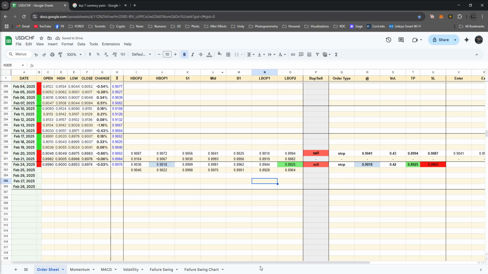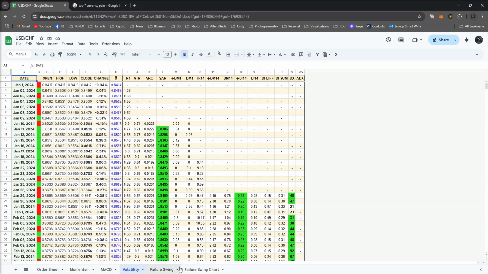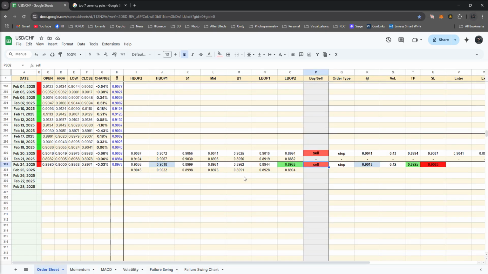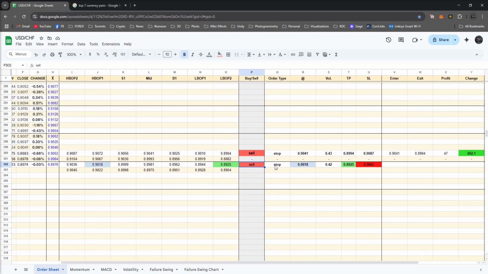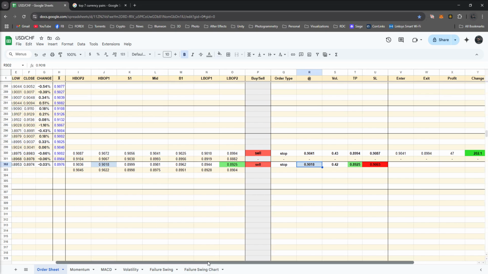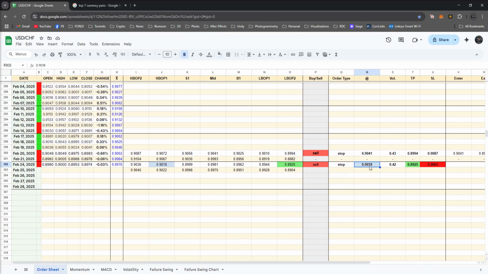Okay. Now, I programmed in a sell trade because I thought, according to all of this data here and looking at the charts, that the price was going to go down. So I entered in a sell. The order type is a stop order. My target price is 0.9018. So let's see if the price hit that.